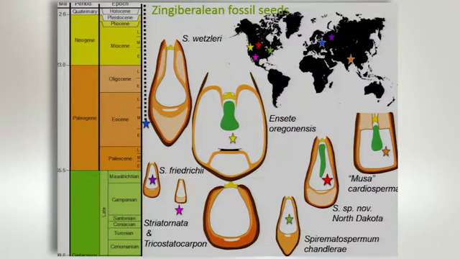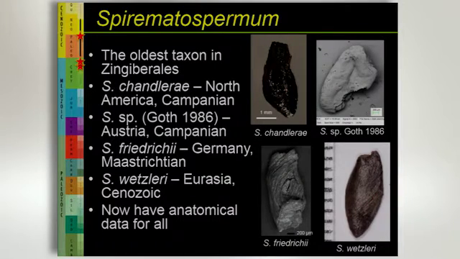And this is showing the geographic distribution, and the stars are at the level for what age they appear. So we have one species of Spermatospermum that spans from the Eocene through the Pleistocene, so it's quite long-lived. And the oldest fossils within the group are Spermatospermum chandleri. So we've been focusing a lot of our efforts on Spermatospermum initially, since that'll be key in terms of dating. That's the oldest fossil for the group.